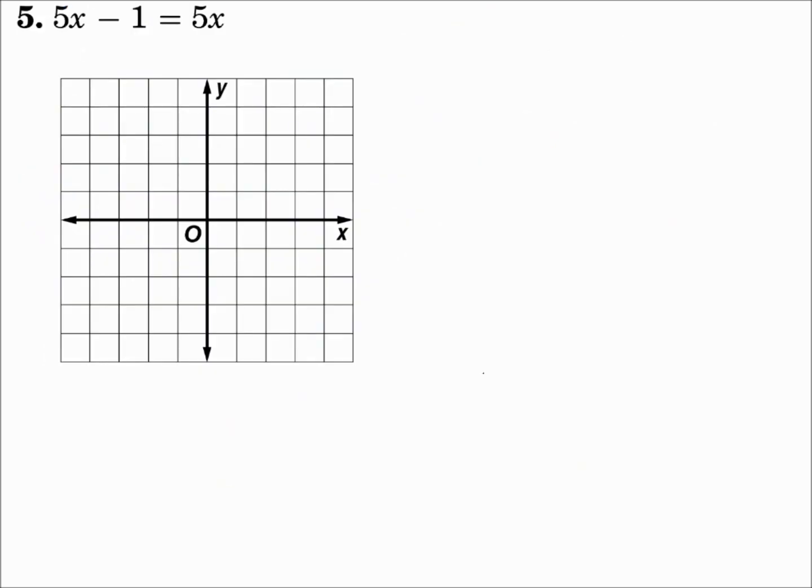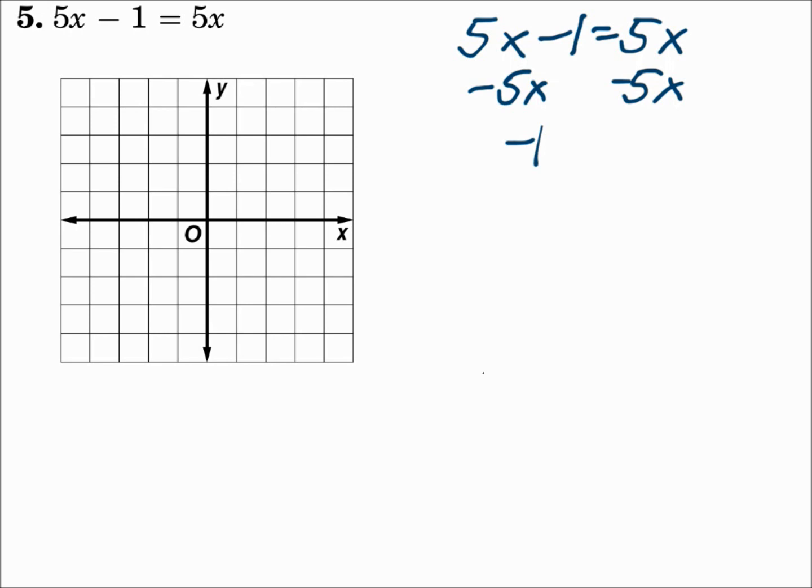Number 5. 5x minus 1 equals 5x. Well, let's get everything on one side. I have 5x's on the right. Let's subtract those from both sides. On the left, 5x minus 5x is 0, leaving a negative 1. On the right, 5x minus 5x is 0. The x's are gone, and I have a false statement. You remember what the answer is? Let's replace 0 with f of x. So I have f of x equals negative 1.